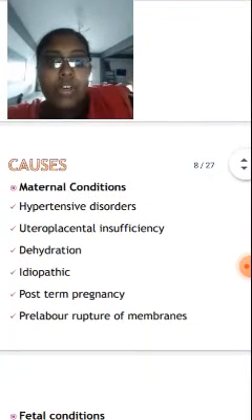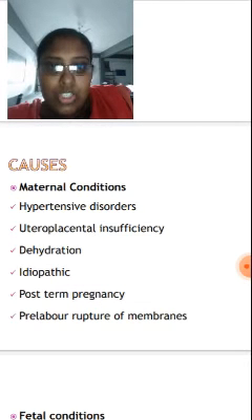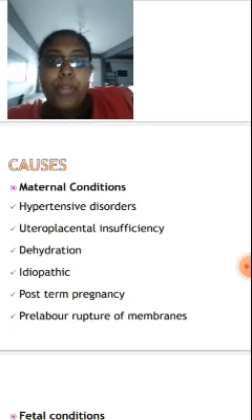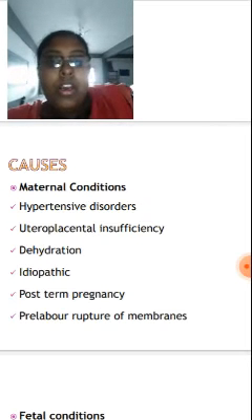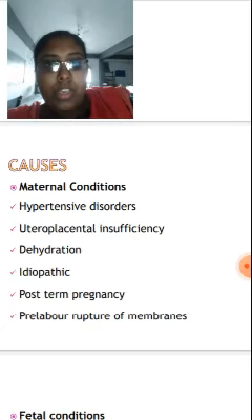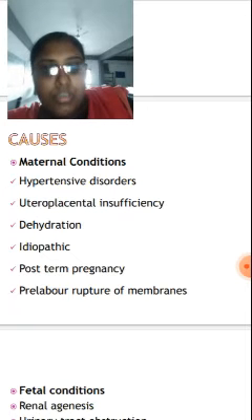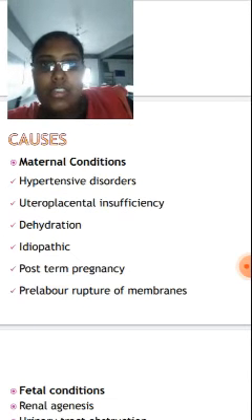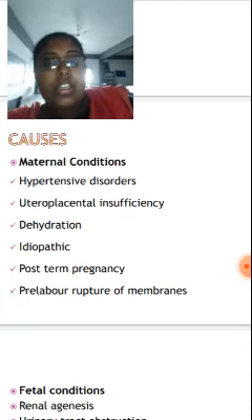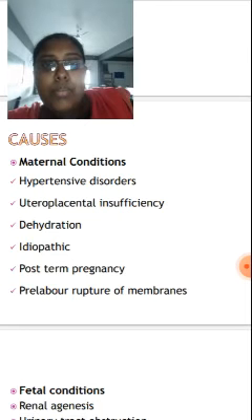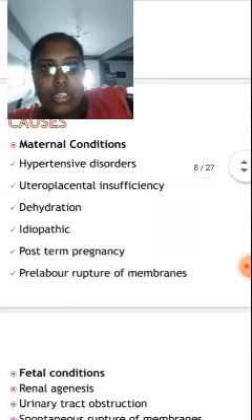The causes of oligohydramnios include maternal conditions like hypertensive disorders and uteroplacental insufficiency, where there is not a sufficient amount of blood getting from the uterus through the placenta to the baby. The perfusion is low, so the fluid will be low. Then there is dehydration in the mother, idiopathic causes, and post-term pregnancy, meaning pregnancy exceeding 40 to 42 weeks. Then pre-labor rupture of membranes, that is early rupture of the membranes.